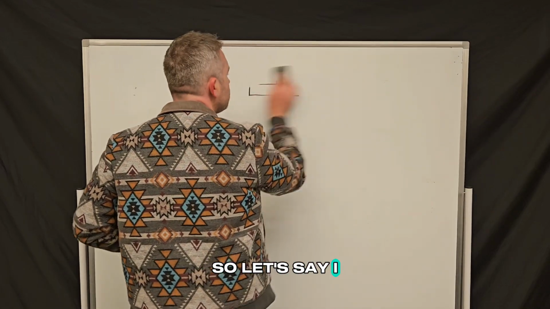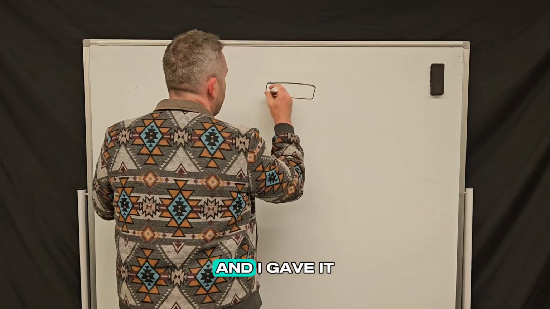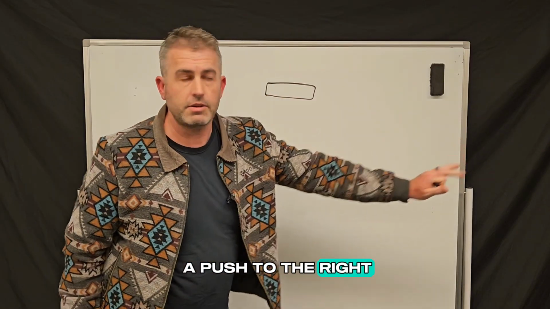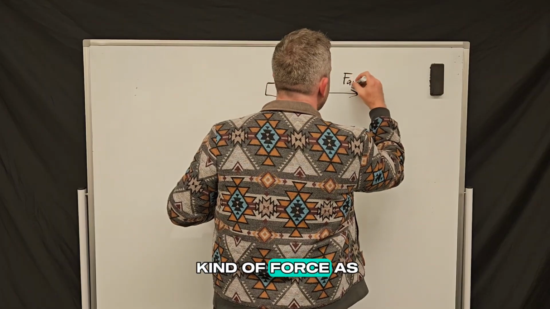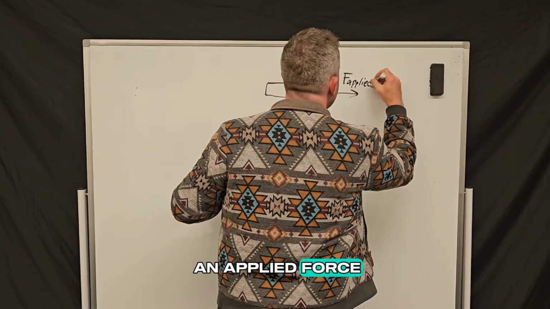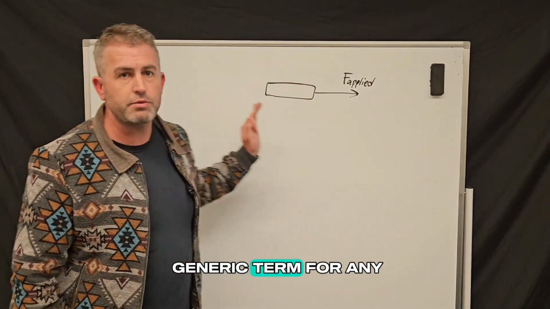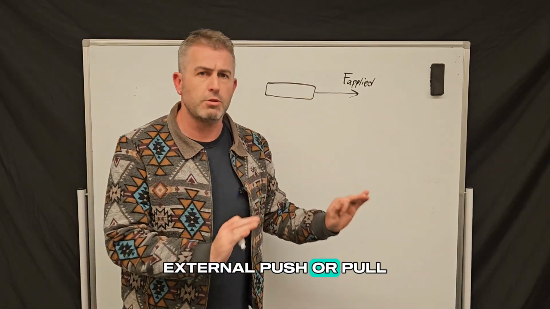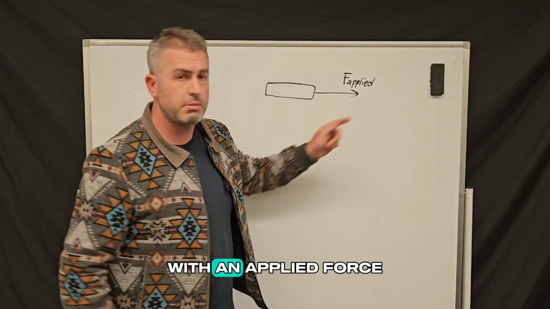Okay, let's look in the horizontal direction now. So let's say I took this textbook and I placed it on the table and I gave it a push to the right, okay? So in physics, we usually label that kind of force as an applied force. So I'll call that F applied. And that's just a generic term for any external push or pull acting on an object. So imagine I come up and I start pushing this book to the right with an applied force.